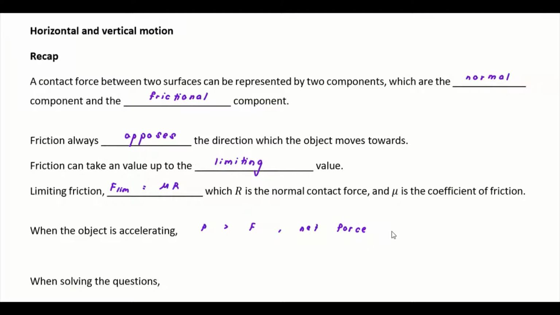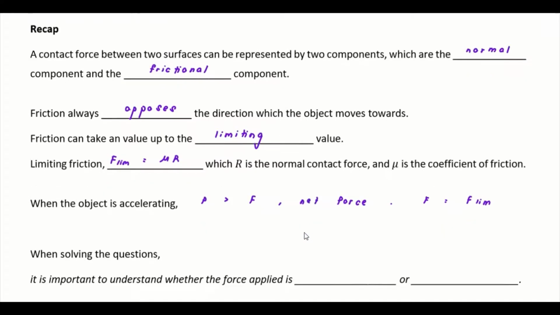Okay, we must remember at this point that even though the push or the pull is more than the friction, the friction can only take a value up to the limiting friction. So this is like the maximum of the friction. But because the push or the pull is more than the friction, you have a net force. And that's the case that we are going to look at today.